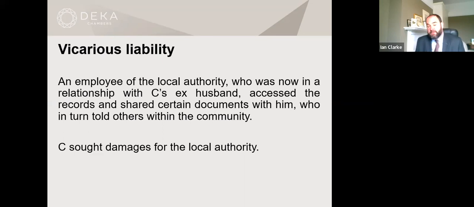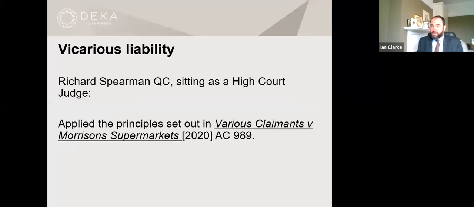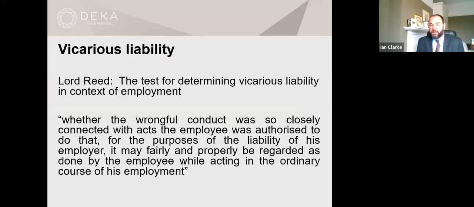And she sought damages from the local authority, bearing in mind that their employee only obtained this information because of her job with the local authority. So the case, when it gets to trial, is solely about vicarious liability, and it's heard by Richard Spearman QC, who's sitting as a High Court judge, and applies in his analysis the principles set out in Various Claimants v Morrisons.